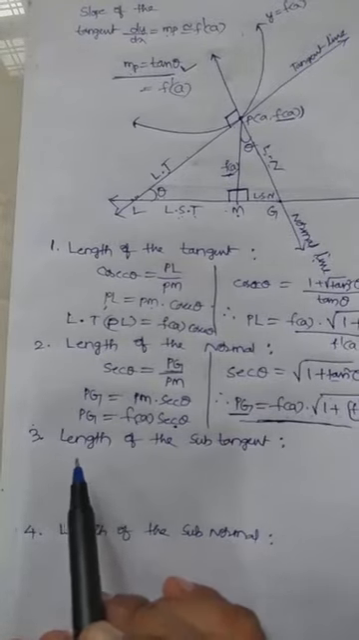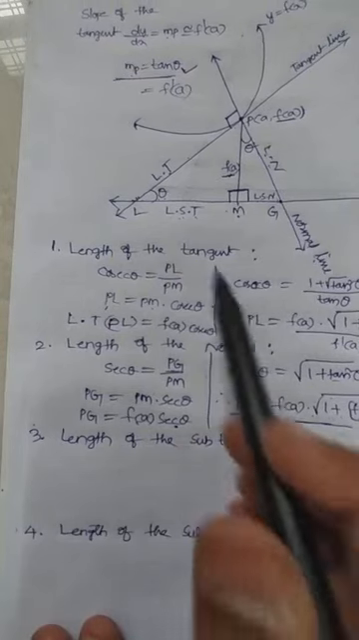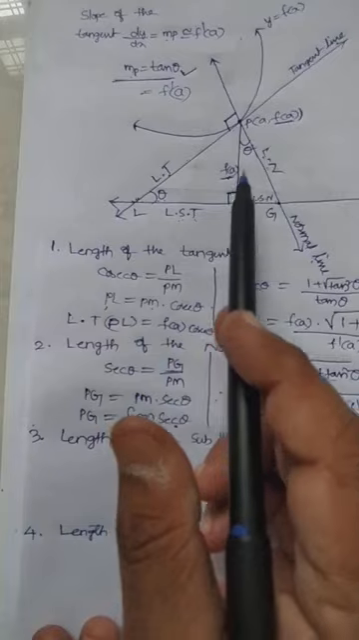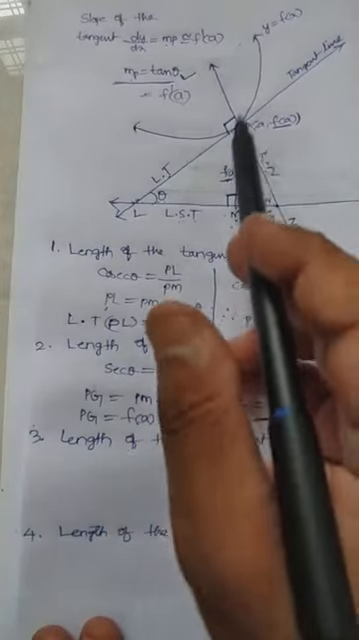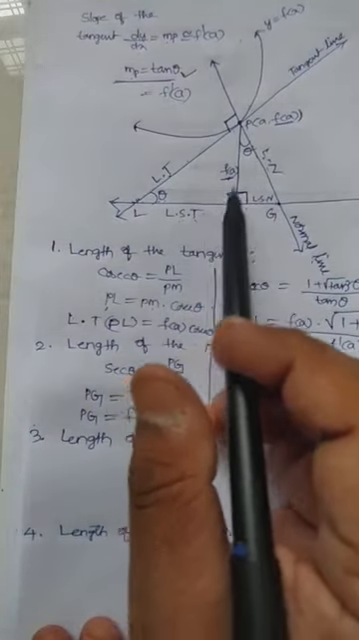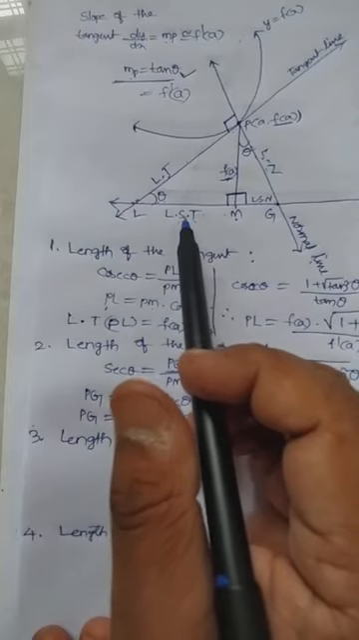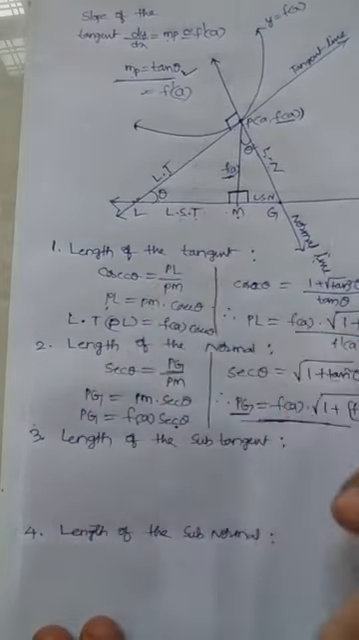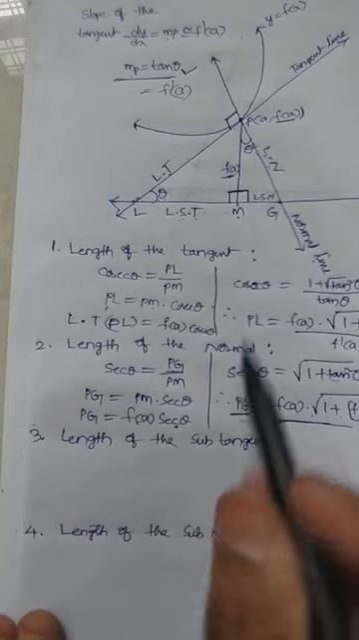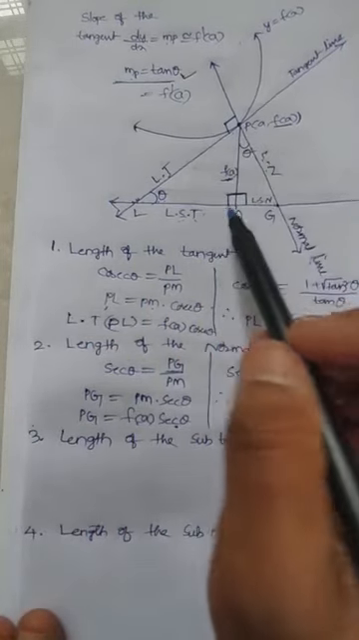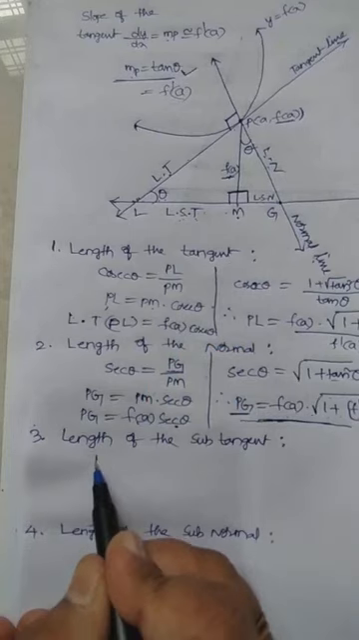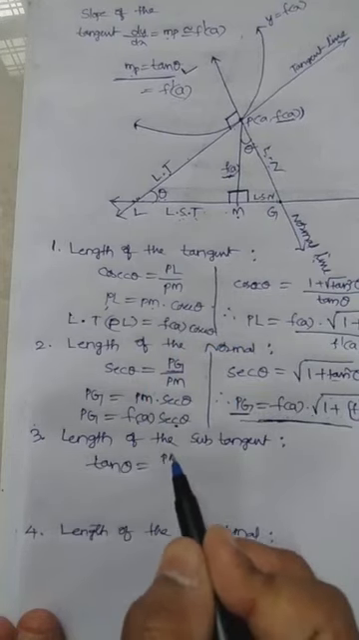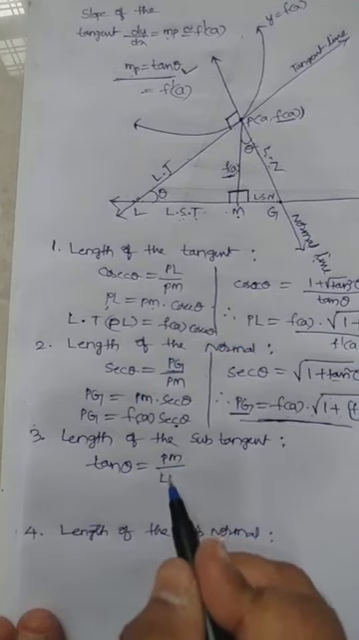Now the length of the subtangent. The length of the subtangent is this one, LM bar, I am going to find. So I am taking this right angled triangle PLM and finding the interrelation between these two. From triangle PLM, I am going to find the trigonometric ratio tan theta, which is PM bar by LM bar.